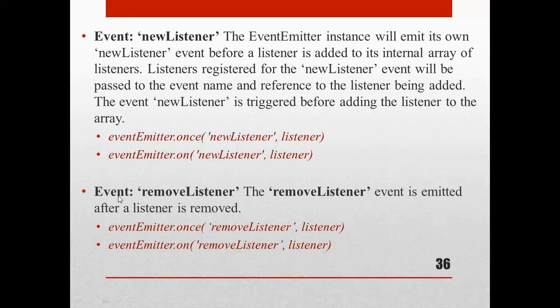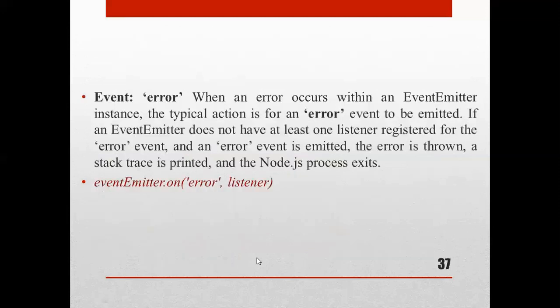Then the next event is removeListener. The removeListener event is emitted after a listener is removed. After that listener is removed, it will emit removeListener. So see the syntax for that: eventEmitter.once removeListener, listener, and register with that removeListener, like eventEmitter.on removeListener, listener. That listener is registered with the removeListener event.